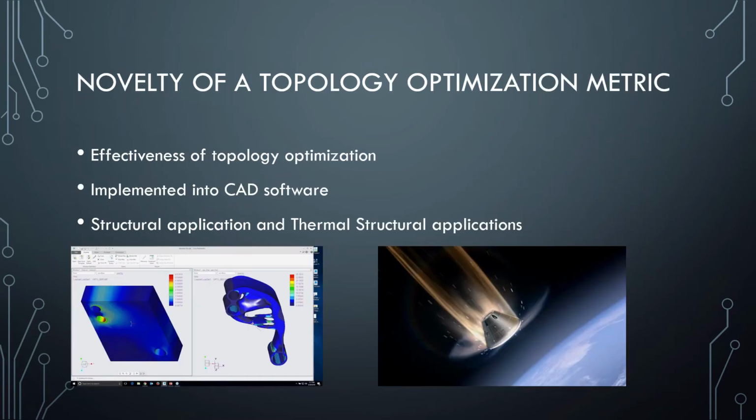This study will tackle the effectiveness of topology optimization by providing designers a metric. This metric can be implemented into existing computer-aided design software to determine the benefits of topology optimization for any structural application, but specifically thermal structural application. Such thermal structural applications can include designing more lightweight heat shields for space vehicles to reduce payload weight and the cost of launching the space vehicle.